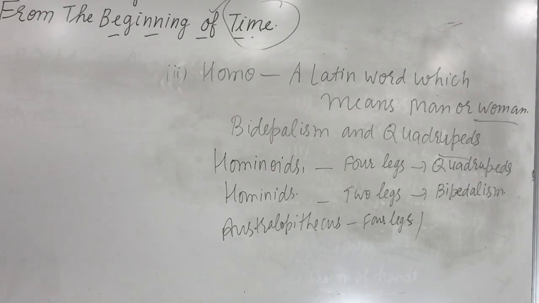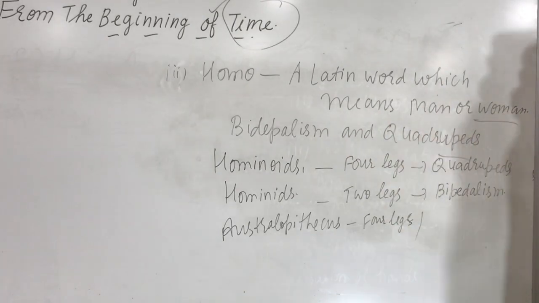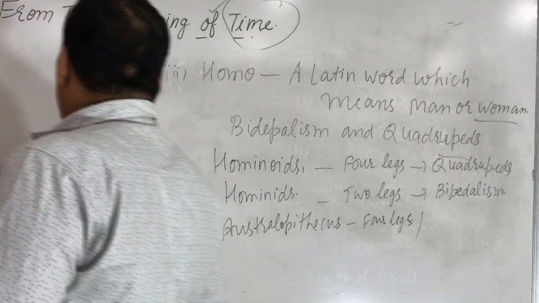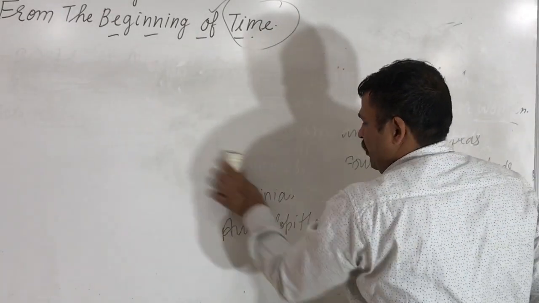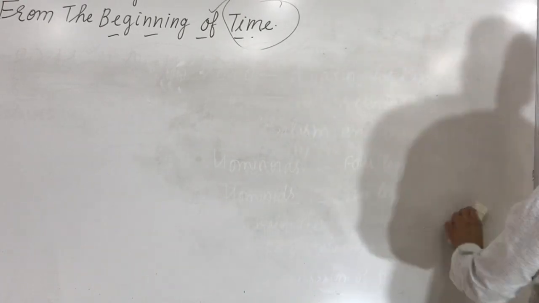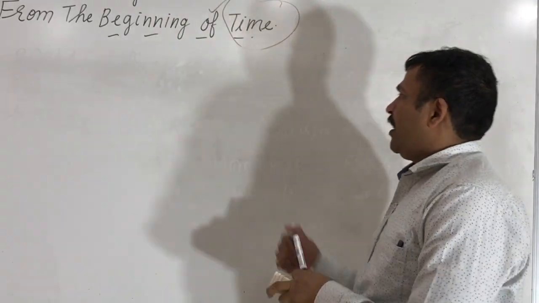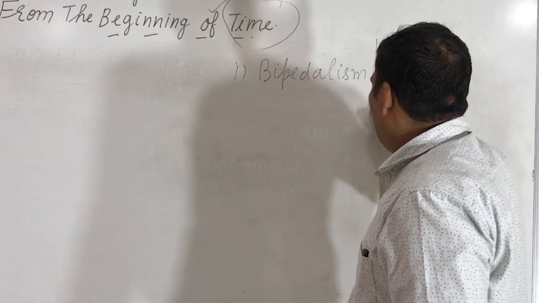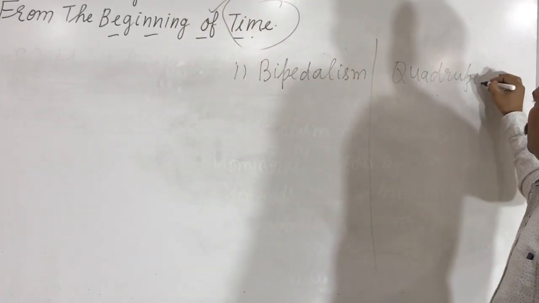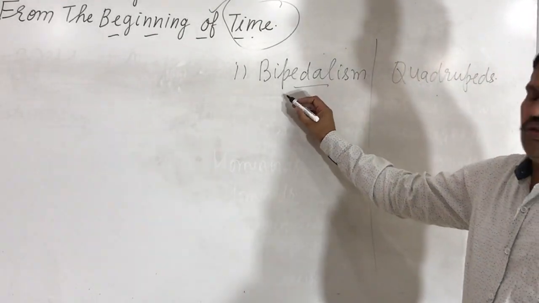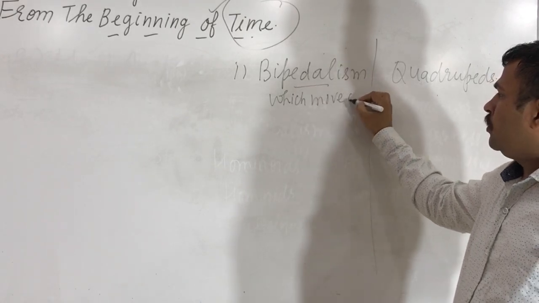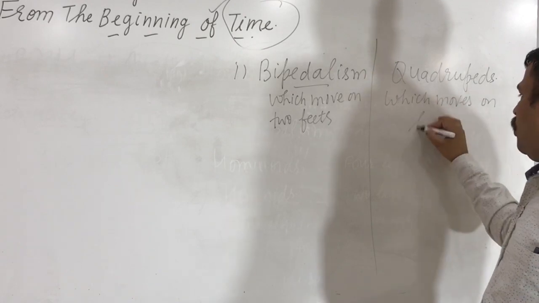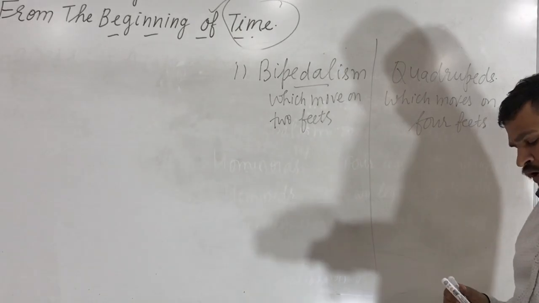What is the most important thing we will be discussing? This differentiates between bipedalism and quadrupeds. Homo, I have told, means man or woman, and they are part of Homo. Before that, we will discuss bipedalism and quadrupeds first. You can see, I have told, which move on 2 feet and which move on 4. So here we should know something about that.